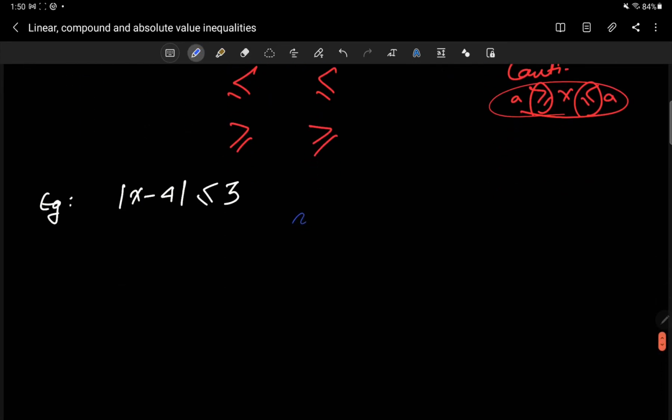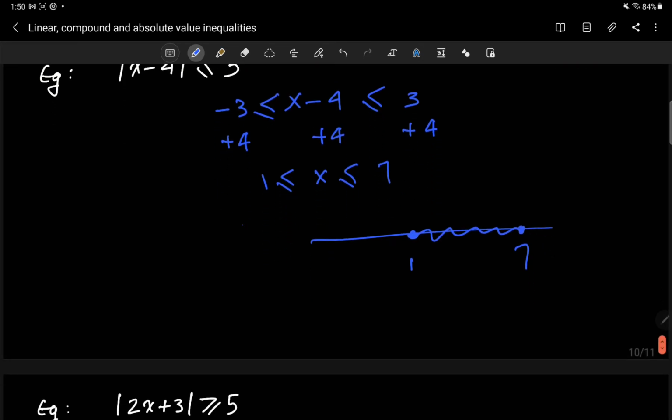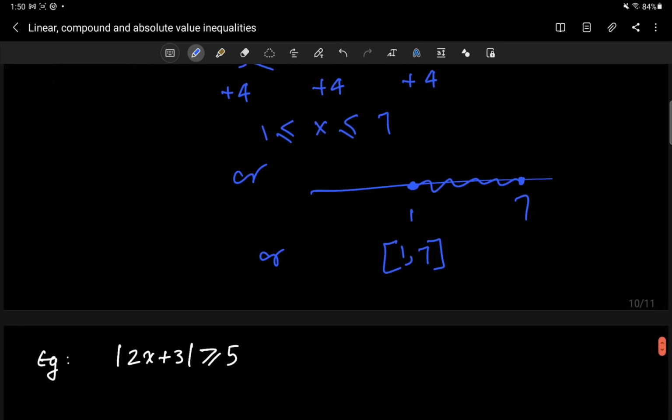So here this would simplify to less than or equal to 3 and greater than or equal to -3. Consequently, we would add 4 to isolate x to get x less than or equal to 7 and greater than or equal to 1, which makes it between 1 and 7 and everything in between, or in interval notation, 1 comma 7 with square brackets. So any one of these representations is fine.